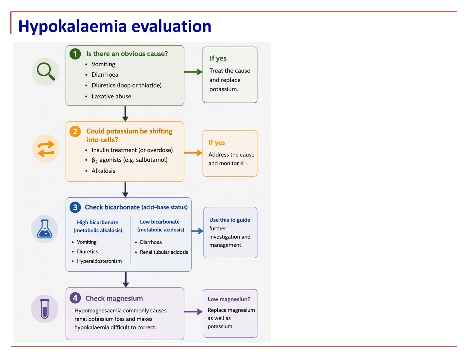You always want to start with a history before thinking about more tests. The most common causes of hypokalemia are normally apparent from the history. So if we're looking at this, is there an obvious cause? Is there a history of vomiting or diarrhea? Are they on diuretics that can cause hypokalemia? Or are they taking laxatives that can lead to diarrhea? And if yes, then obviously you think about treating the cause and replace potassium as necessary.